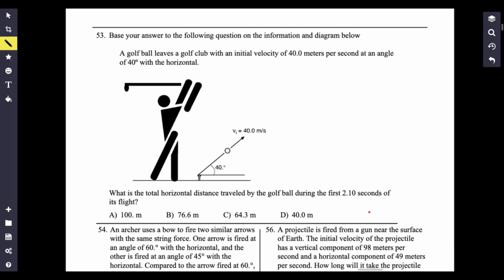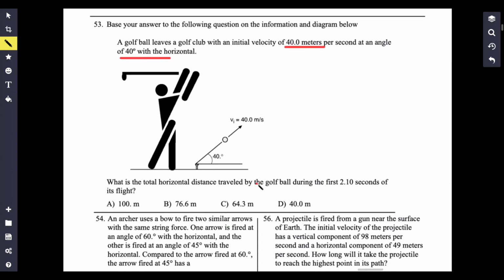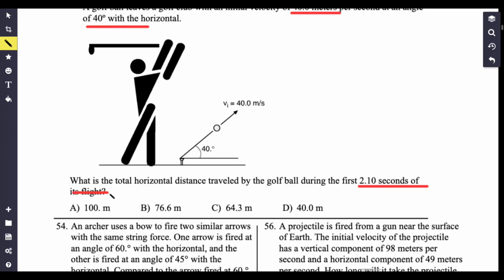A golf ball leaves a golf club at an angle of 40 degrees. What is the horizontal distance traveled during the first 2.1 seconds of its flight?